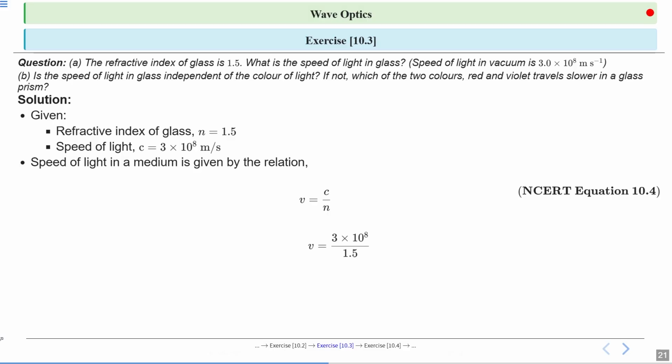By substituting the given values into the formula, we calculate the speed of light in glass. We divide 3 × 10⁸ by 1.5 to find the result. The calculation gives a speed of 2 × 10⁸ meter per second for light traveling through the glass. This is significantly slower than its speed in a vacuum, illustrating the effect of refractive index. So hence the speed of light in the glass will be 2 × 10⁸ meter per second.